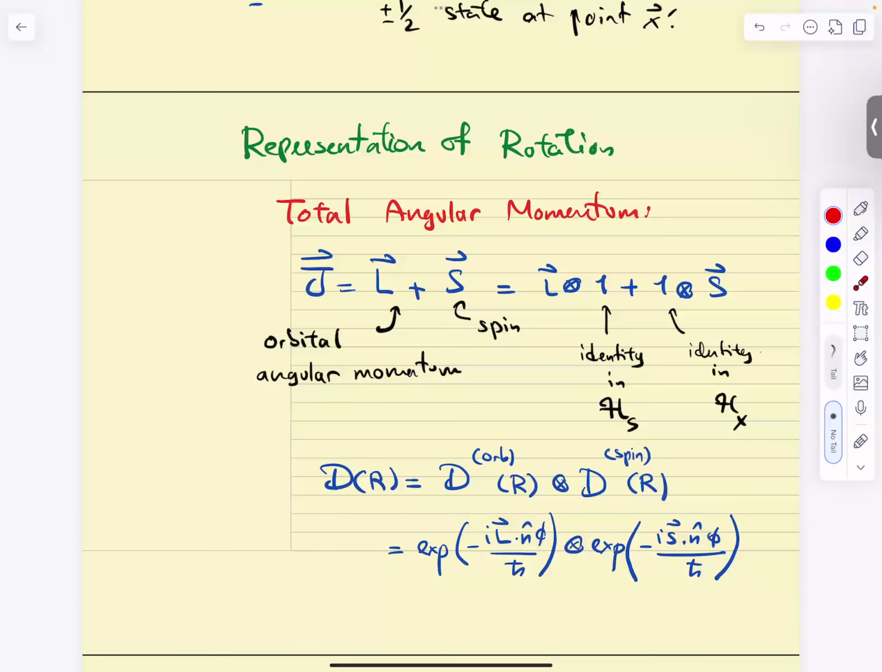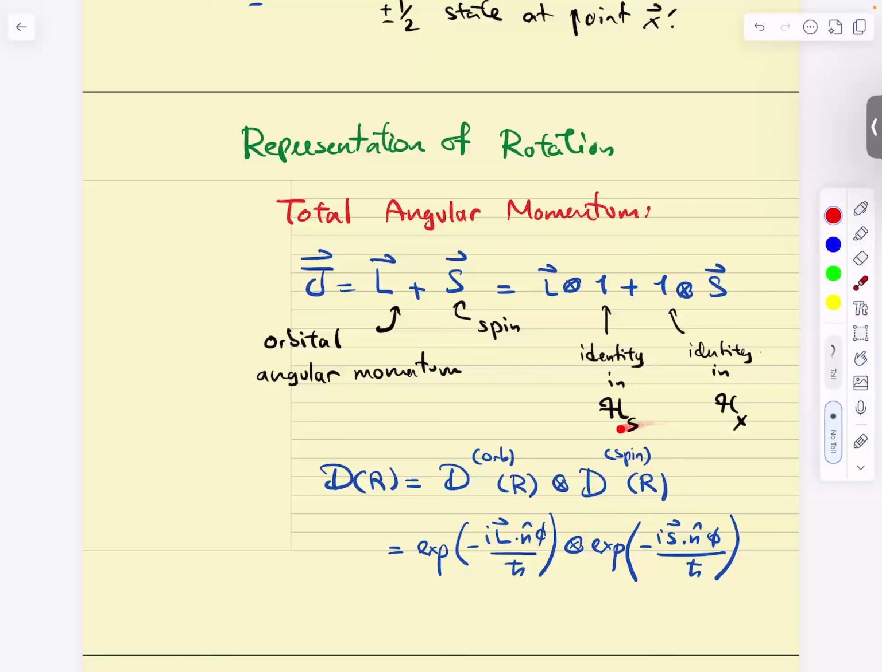So when you apply a rotation, the spatial part of the wave function is going to be acted on by the representation of the rotations that we discussed using L's. Tensor, the spin part of the wave function is going to rotate by the representation of rotations in the spin Hilbert space, right? Good.